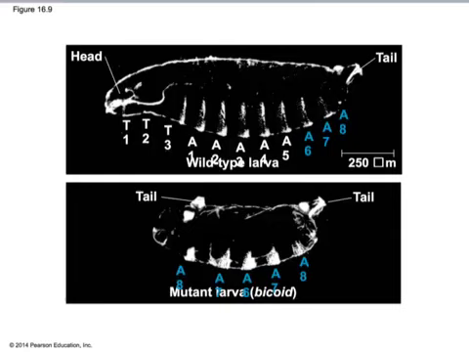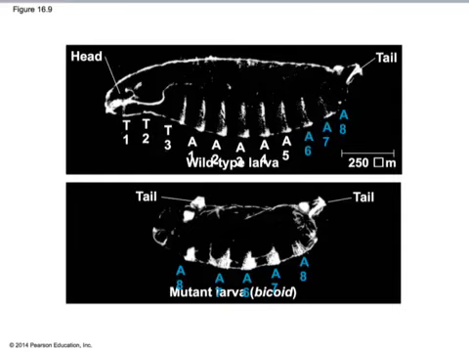Now with the mutant larva for bicoid, there's no bicoid present. What happens? What conclusion can you make from this? It's going to die. It's not going to live. Well, it's not going to live. Okay. Why isn't it going to live? There's no development of a head, right? There's no development of a thorax. What about the abdominal segments?